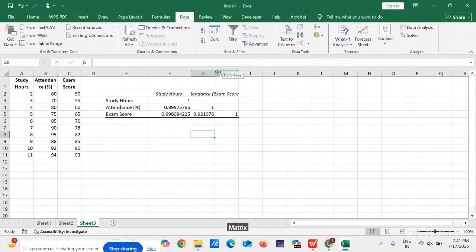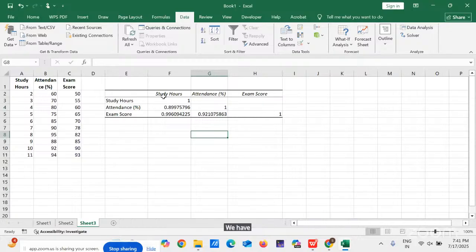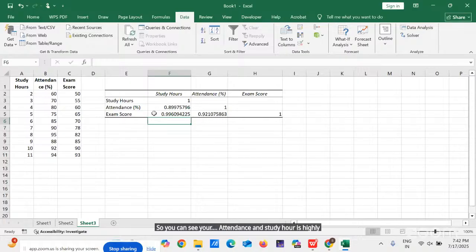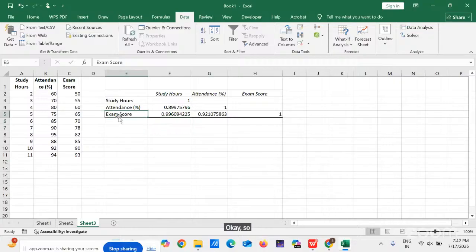So this is how you will get the matrix. Of course, the diagonal will be 1 because it is the correlation between its own variable. We have to just check these three values. So you can see your attendance and study hour are highly correlated. That is the reason why attendance was showing no impact, was not significant. See, these are all the reasons you will come across when you go into detail. Okay, so here no need of the exam score.